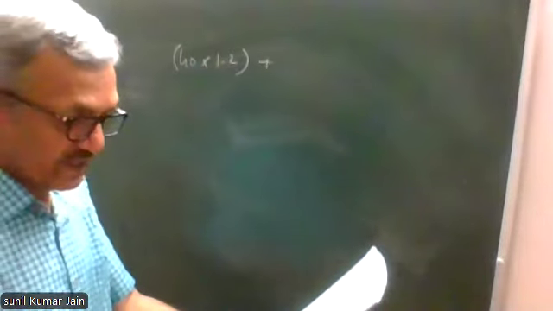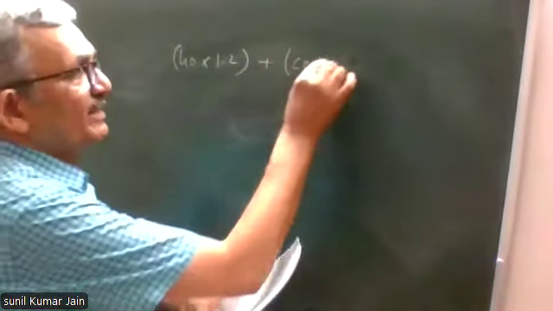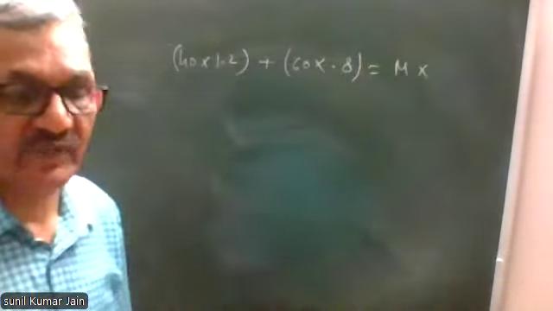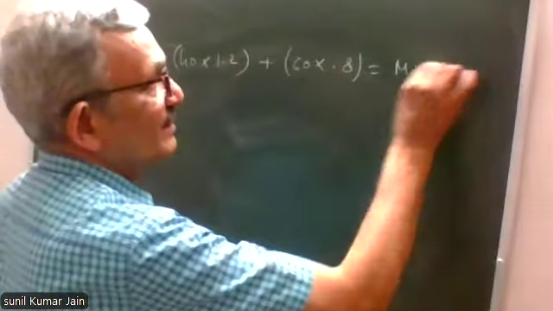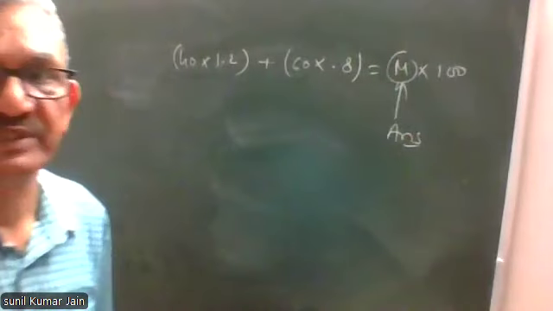Second solution 60 cc, molarity 0.8. Final molarity we have to calculate. Final volume will be 60 plus 40, 100. This M will be the answer.